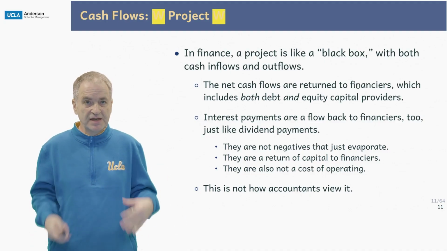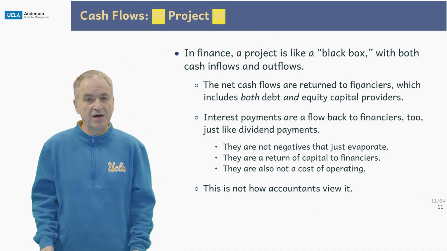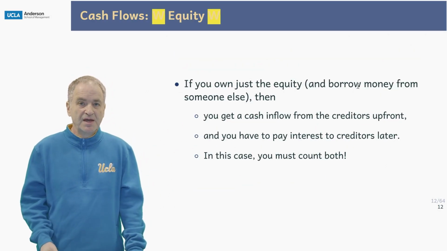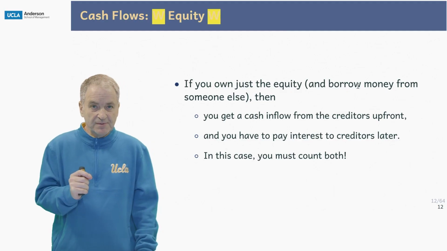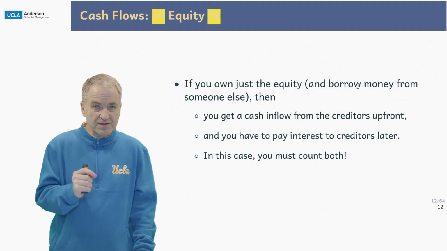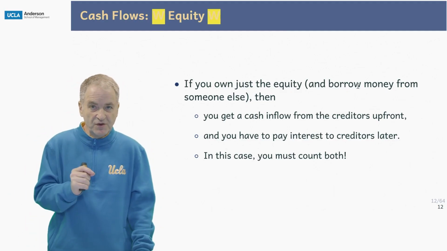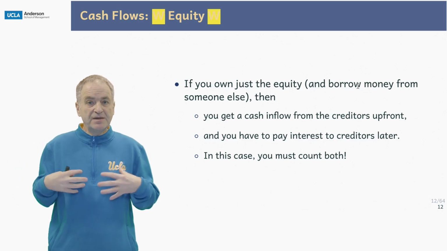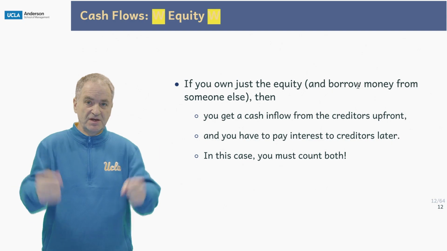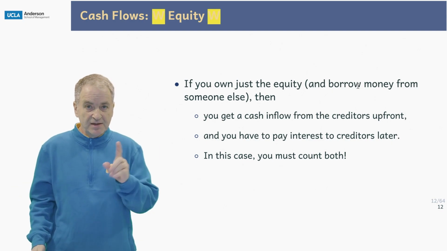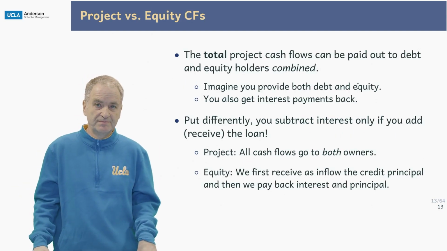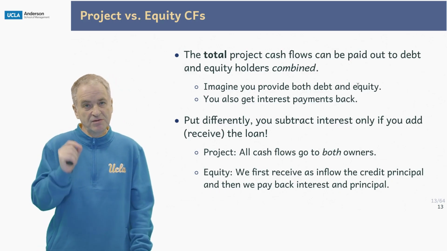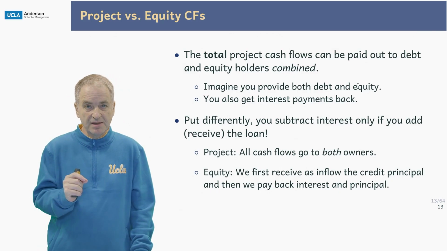So we have to take into account that money paid out in interest is money returned to capital providers. If you own just the equity, you borrow money from somebody else, then you get the cash inflow from the creditors upfront. This is a cash flow to you. But then you have to pay the interest to your creditors later. In this case, you must count both. So the total project cash flows can be paid out to debt and equity holders combined.